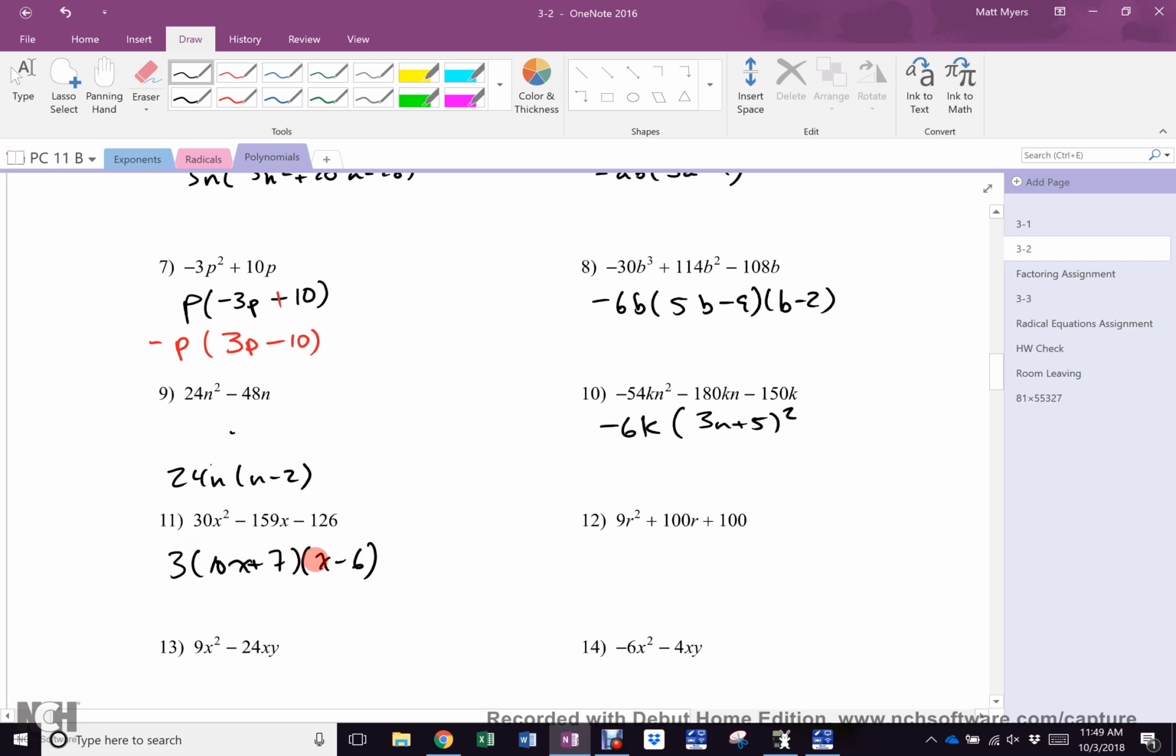10 times x is 10x squared. 10 times negative 6 is negative 60. Negative 60 plus 7 is negative 53x. Don't I need 51? You got to switch it to 6 and 7. Oh, no, you were right. I did my number wrong. It's 7 and 6. See? Yep. And 12, who are we to?